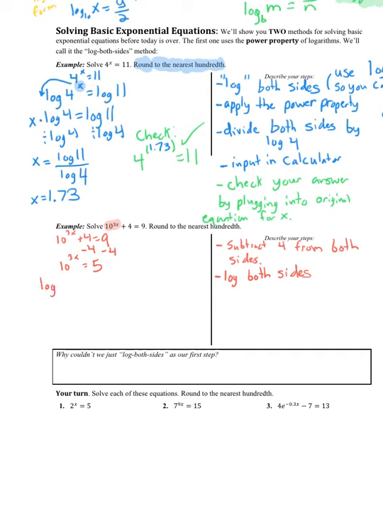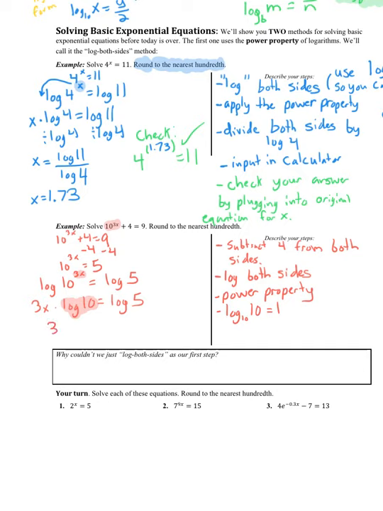I can write this as log base 10 of 10 to the 3x power equals log of 5. I have this 3x power that can drop out front. So 3x times log base 10 of 10 equals log of 5. That's the power property, moving that exponent out in front of the logarithm. Now, I have log base 10 of 10 here. That's kind of a nice thing because I don't need to divide by that, as long as I recognize that log base 10 of 10 equals 1.